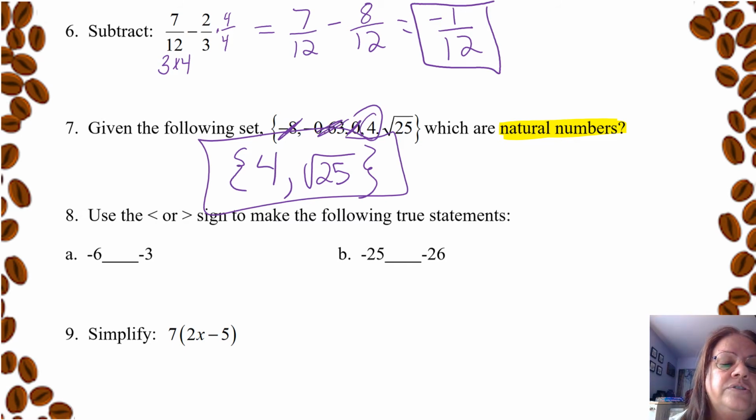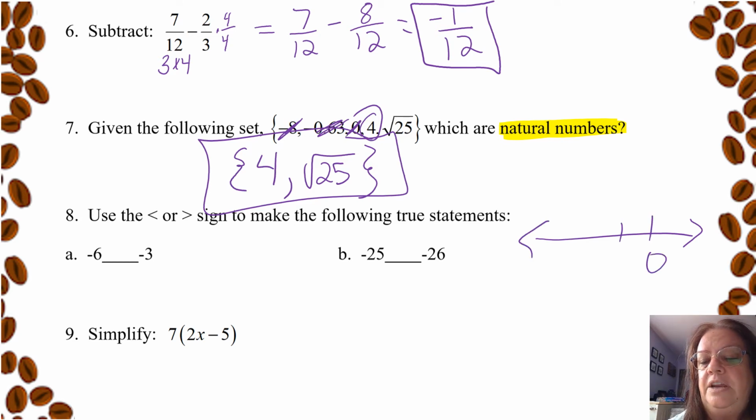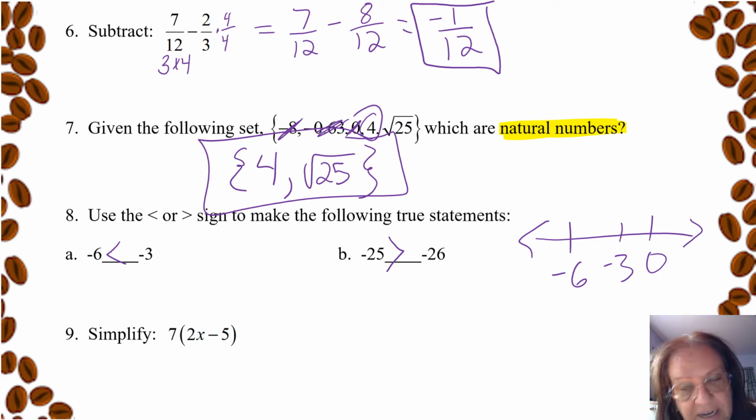All right. Use the less than or greater than sign to make the following statements true. Remember, with negatives, I have 0 here, I would have -3 here and -6 here. Which is further from 0? The -6. It's the smallest because we're going that direction. All right, same with this one. Now -26 is going to be my smallest because it's further away. It comes before -25. It's all backwards, I know.